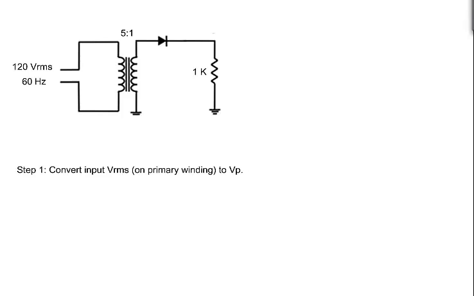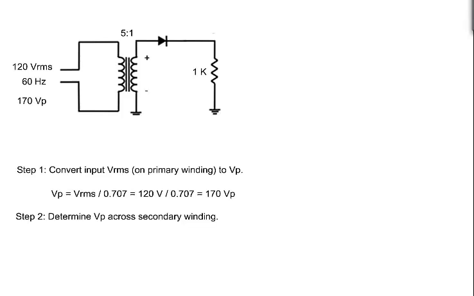First, we must convert the input RMS voltage to peak voltage. To convert RMS voltage to peak voltage, simply divide the RMS voltage by 0.707. The peak value of 120 volts RMS is 170 volts.